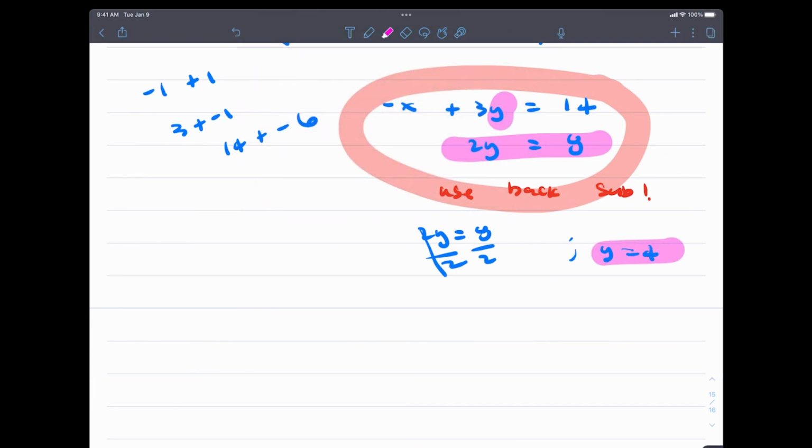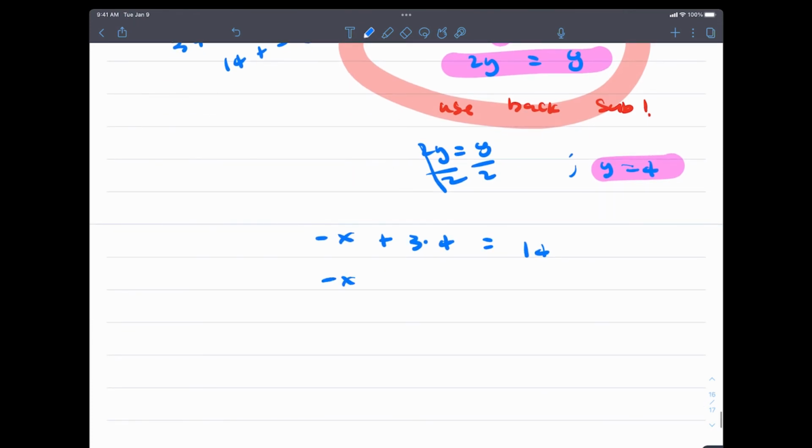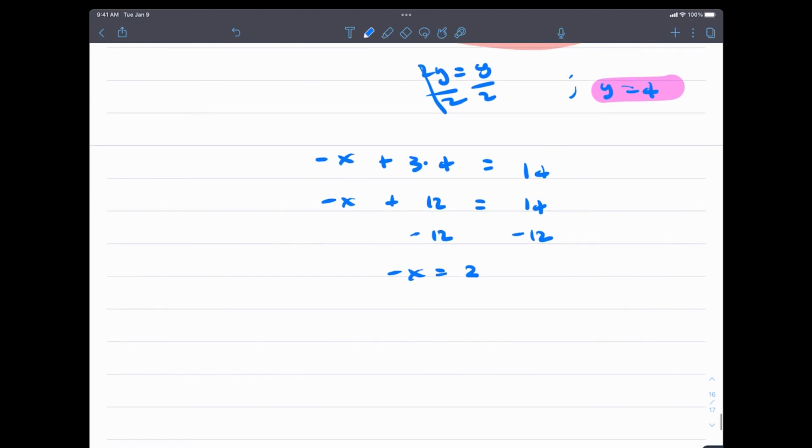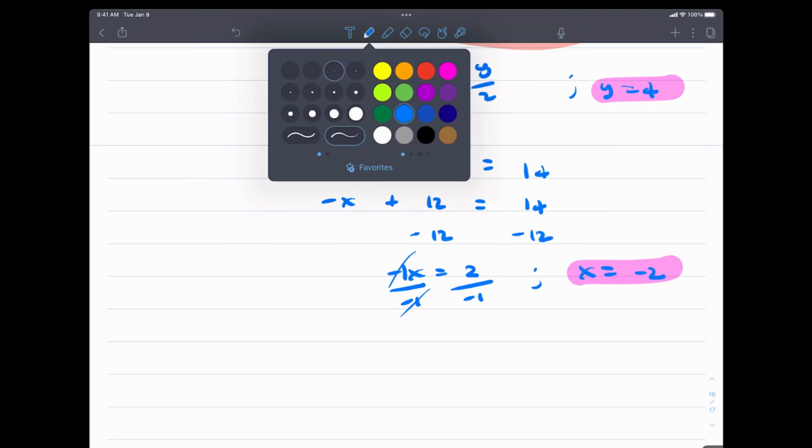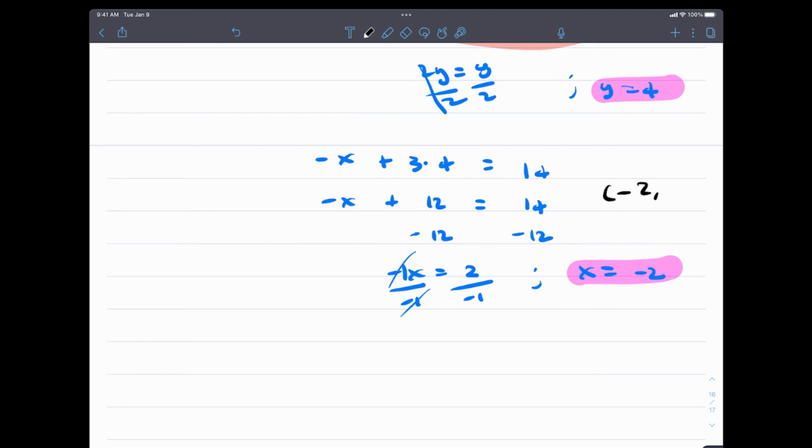So plug in 4 here. Negative x plus 3 times 4 equals 14. Negative x plus 12 is 14. Subtract 12 from both sides. I get negative x is positive 2. Divide both sides by that negative 1. I get x is negative 2. So we're solving this equation as well. So ladies and gentlemen, our solution is negative 2, positive 4 here. There you go.